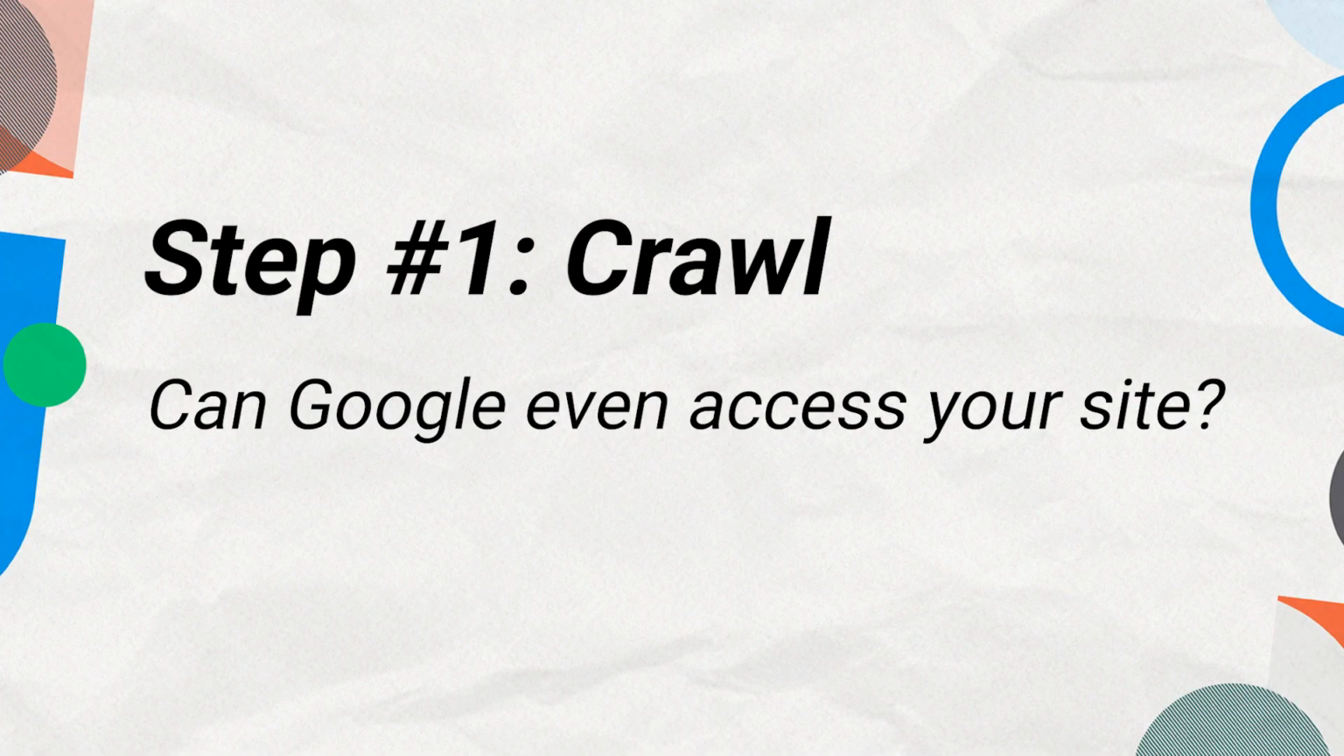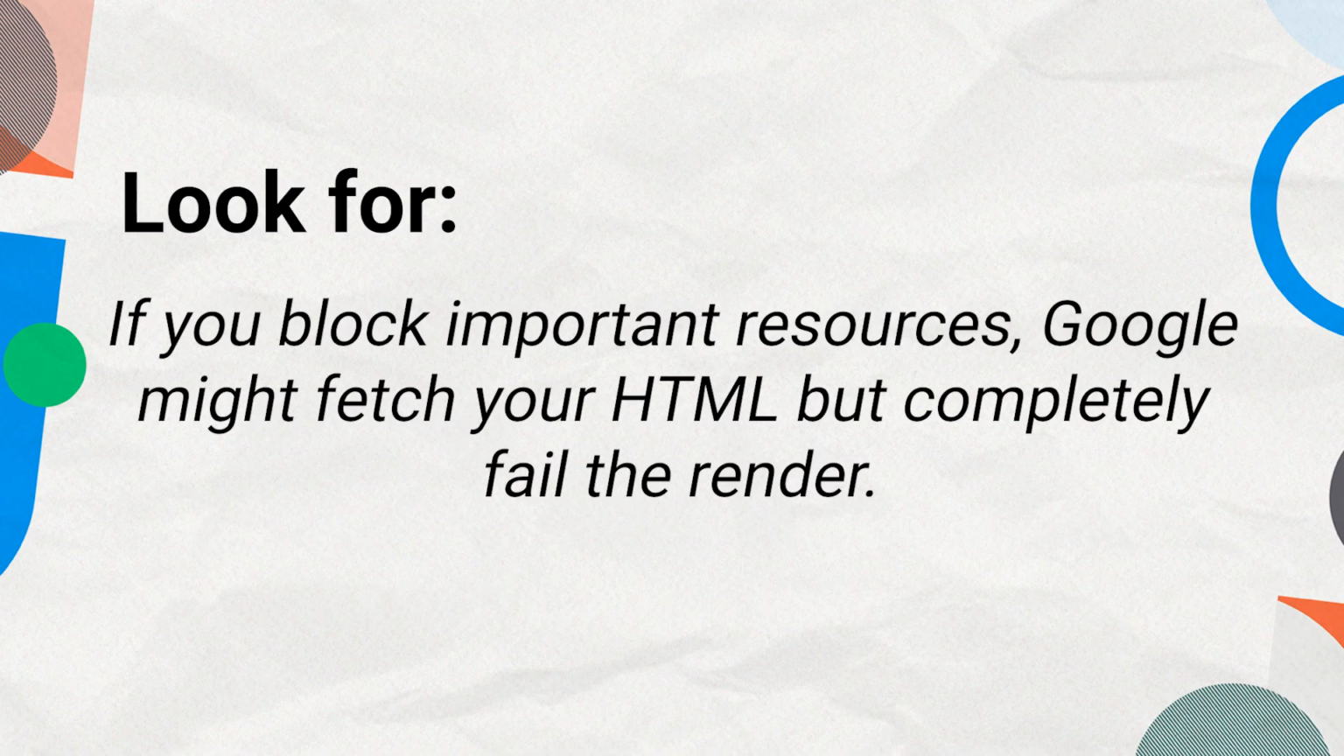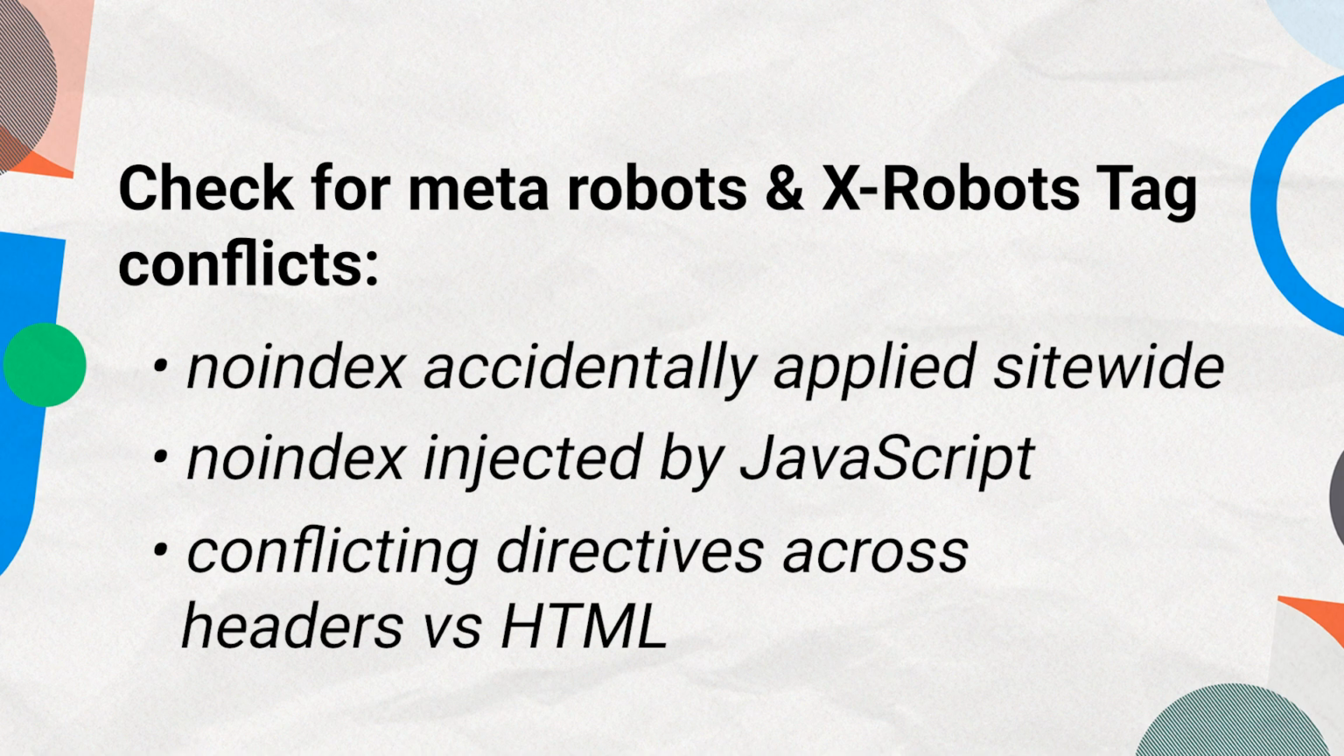Step 1, crawl. Can Google even access your site? About 10% of websites experience regular server errors that block crawling. So start with your robots.txt file. Look for an accidental disallow, overly broad patterns, or blocked CSS JavaScript folders like assets or WP content. If you block important resources, Google might fetch your HTML, but completely fail the render. Next, check for meta-robots and X-robots tag conflicts like noindex accidentally applied site-wide, noindex injected by JavaScript, conflicting directives across headers versus HTML.